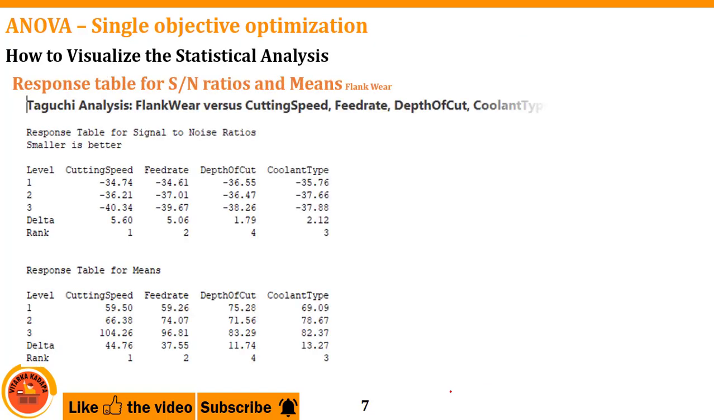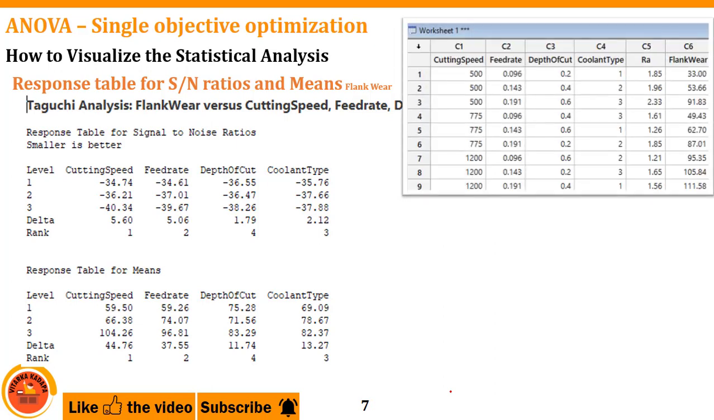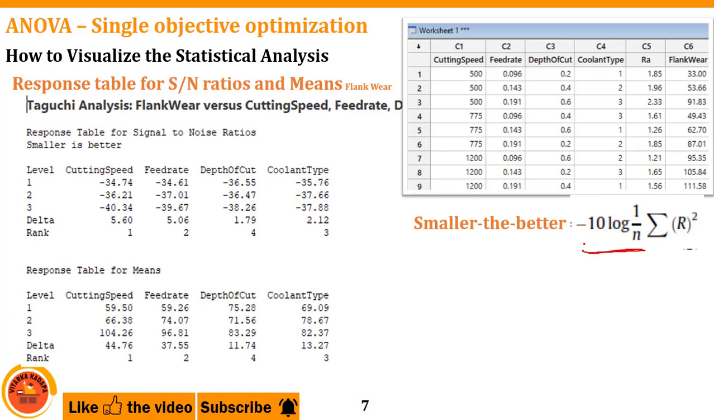Again, these are the S by N ratios for the flank wear also. In the previous case we were talking about the Ra, now we are talking about the flank wear. So for flank wear also we are getting smaller the better. The same formula again we will use here. So the first values are 33, 53.6 and 91.83. If you substitute these things we will get 34.74.